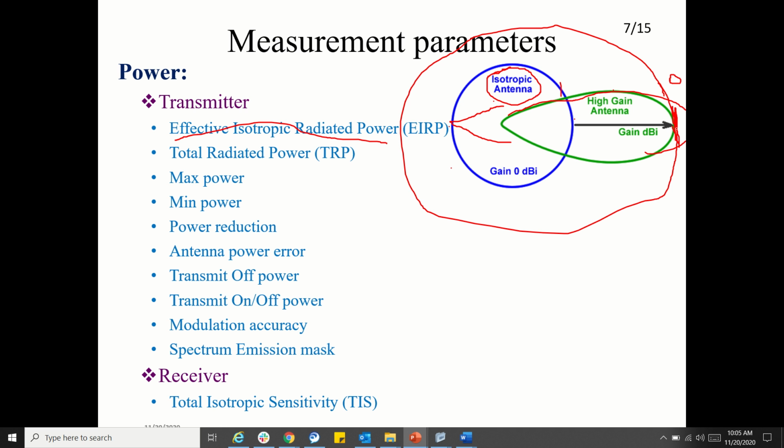In order to get that, what should be the power to be supplied? That is called the effective isotropic radiated power. Next is total radiated power, okay. Total radiated power in this sense is the integration of all the power points.